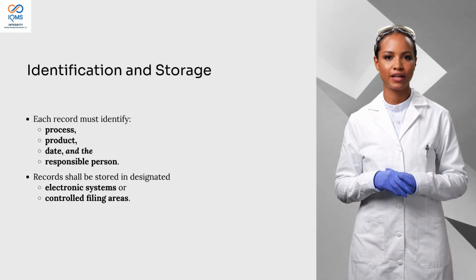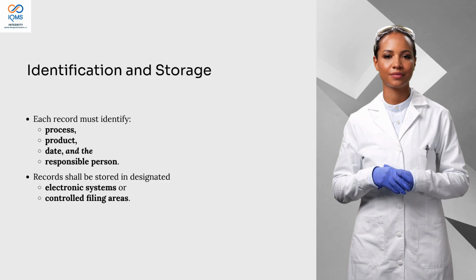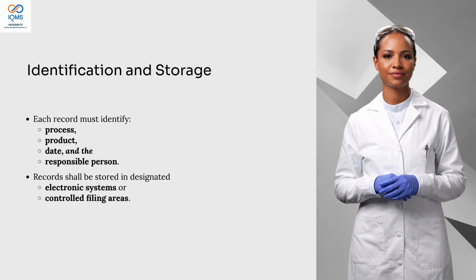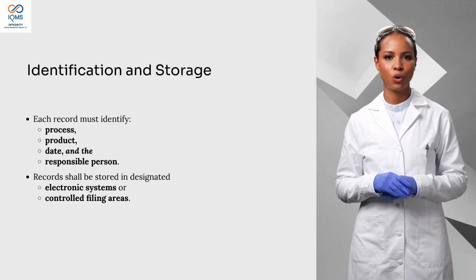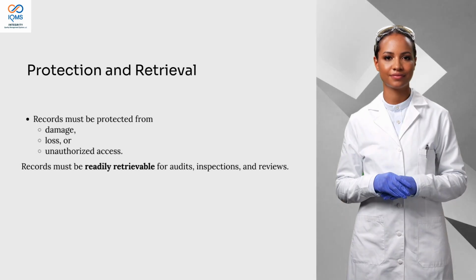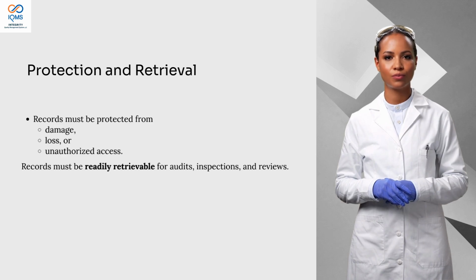Record identification and storage. Each record must identify process, product, date, and the responsible person. Records shall be stored in designated electronic systems or controlled filing areas. Protection and retrieval. Records must be protected from damage, loss, or unauthorized access. Records must be readily retrievable for audits, inspections, and reviews.